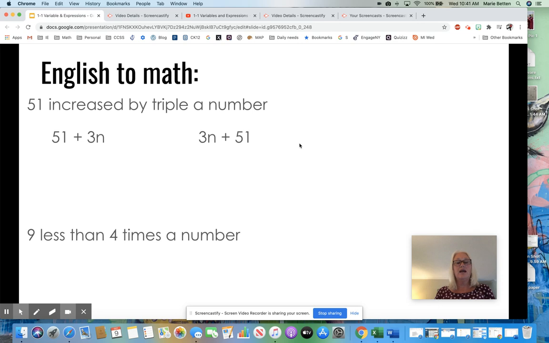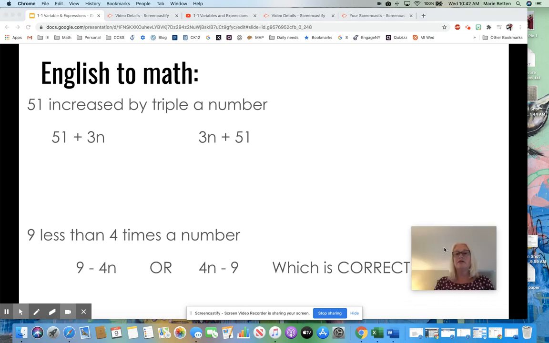Are both of these okay? I believe they will be. For the commutative property of addition, I can add in any order and I will get the same answer. Next: 9 less than 4 times a number. Compare your answer to mine.